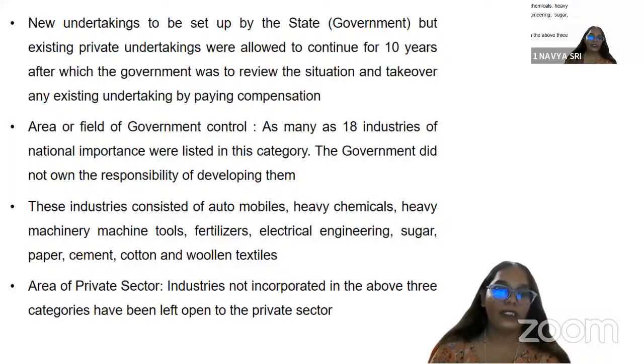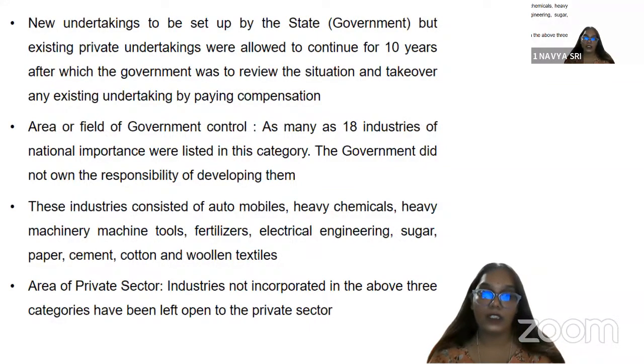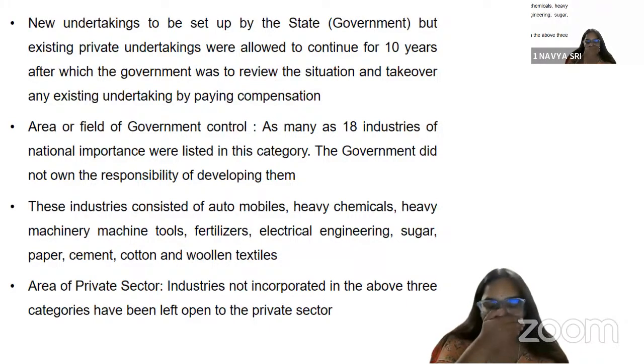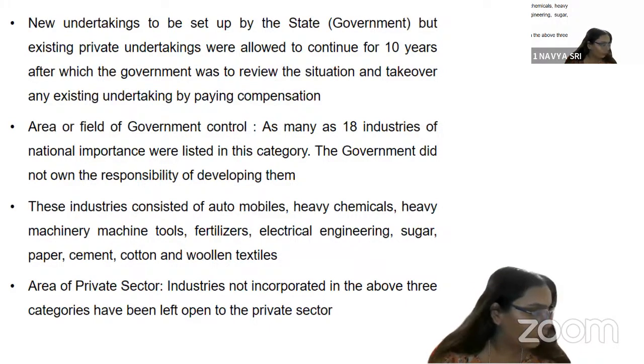Then the area or field of government control. 18 industries of national importance were listed in this category, and the government did not take on the responsibility of developing them. So what are those? Those industries are automobiles, heavy chemicals, heavy machinery, fertilizers, electrical engineering, sugar, paper, cement, cotton, and woolen industries. Then the area of the private sector. What is this? The industries not included in the above categories, like the remaining industries that have been left, are looked into by the private sector.